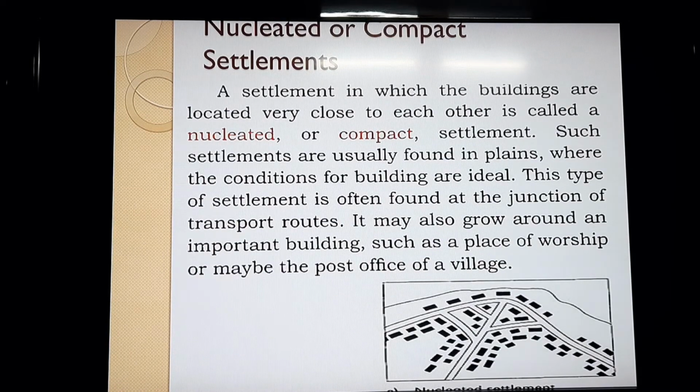You can see such kind of settlements in your colonies also. If you are living in a society, you can see the buildings are very close to each other. This is an example of a nucleated or compact settlement. You can see the picture also. This is the picture where you can see the buildings are very close to each other. The black rectangles are seen as buildings. So you can see these buildings are arranged very close to each other. So that is a nucleated or compact settlement.